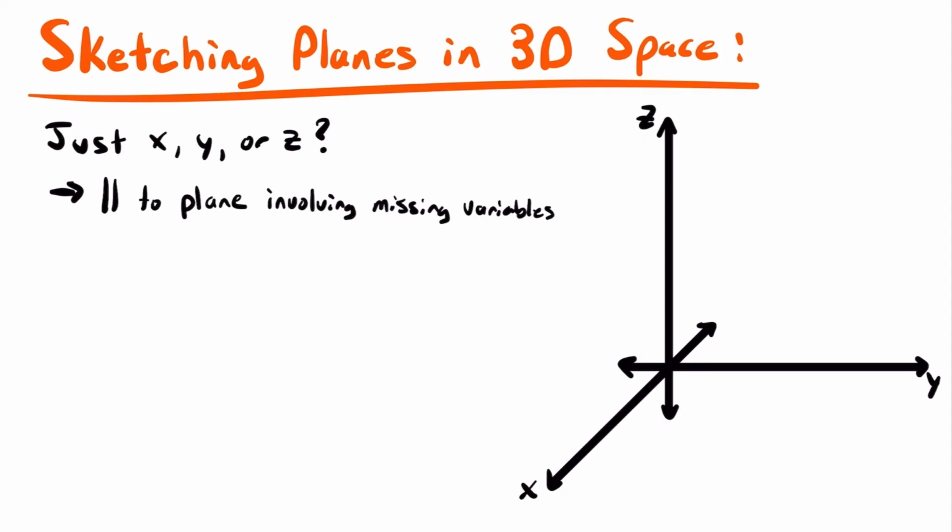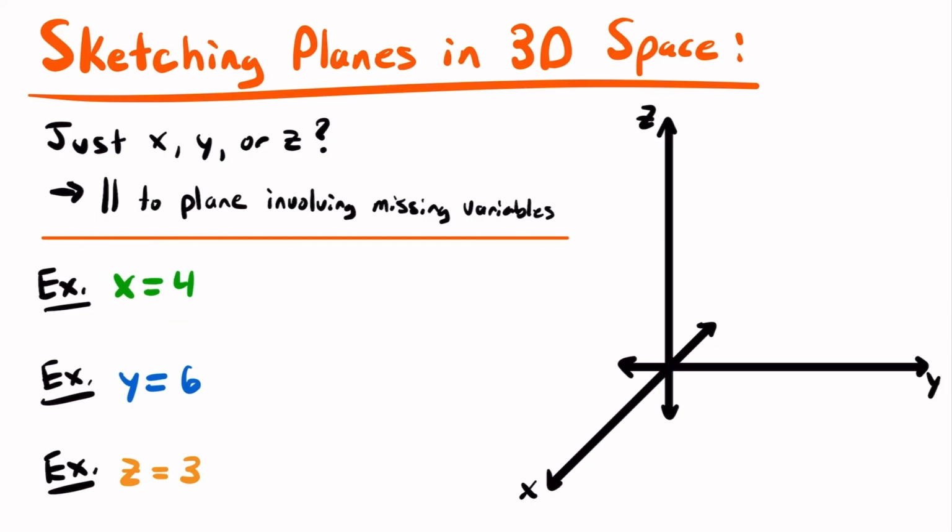All right, and so let me show you what I mean. Here I have 3 examples of 3 different planes. These are the simplest types of planes that you could work with. We have x equals 4, y equals 6, and z equals 3. For this first one of x equals 4, we're missing y and z, so that means that this plane will be parallel to the yz plane.